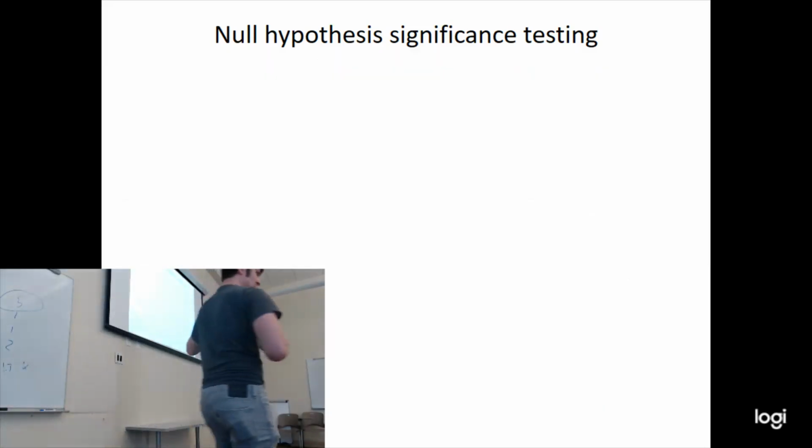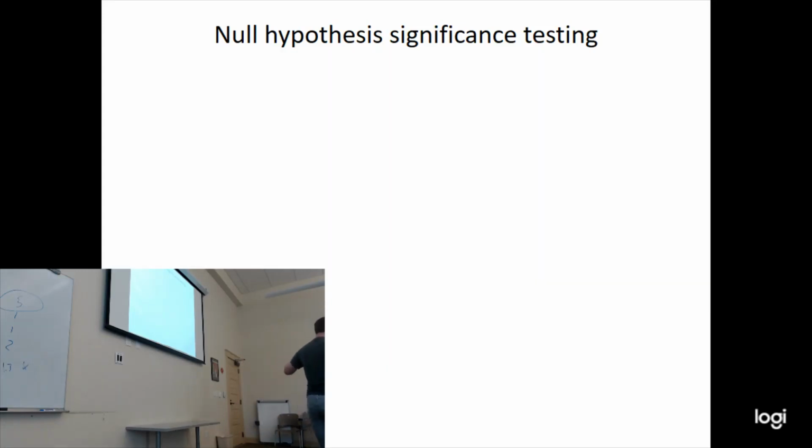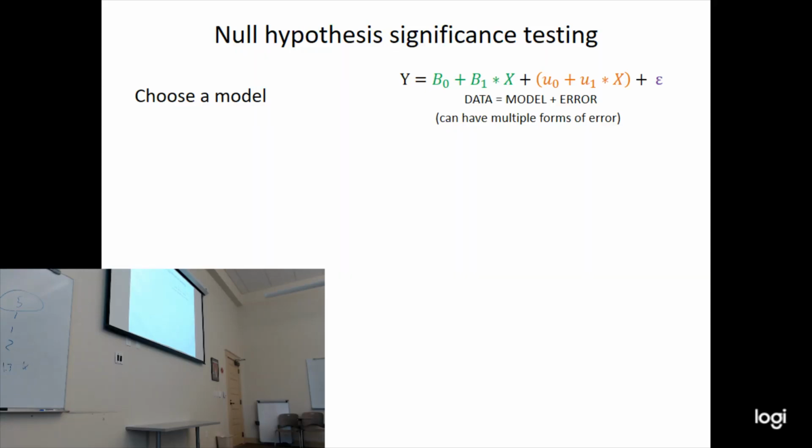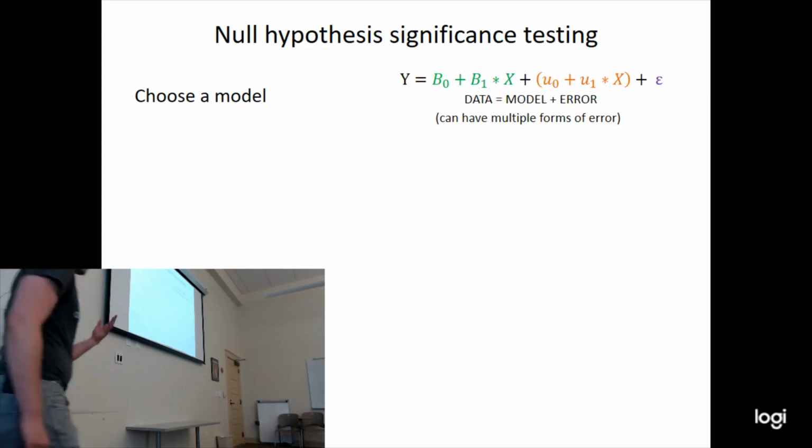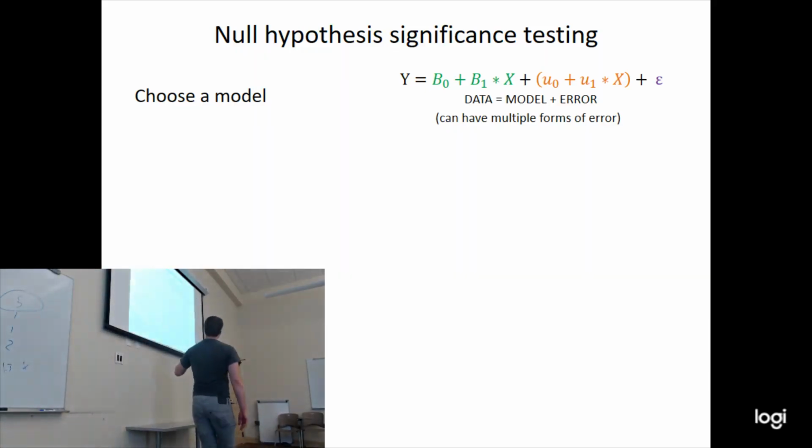So I've given you the formal model now, and we can see a little bit more how this formal model fits into this null hypothesis significance testing framework that we use throughout the course. So first you have to choose a model. Here's the model that we're using in this case. We've got random effects, and we've got fixed effects. The random effects are part of our error. They're on that error side of the equation.